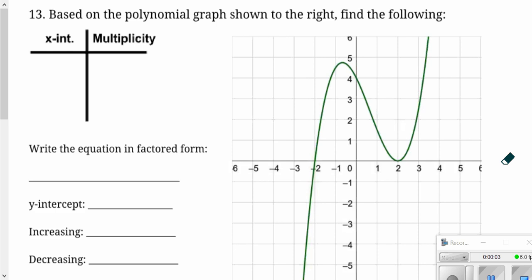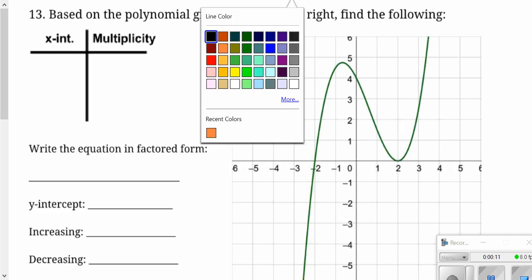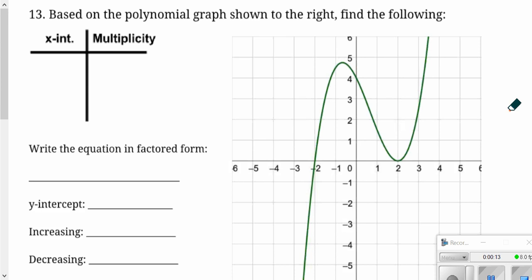Hi, this is a video going over the practice test for Unit 4, and this particular video contains problems 13, 14, and 15. Look at the other videos in this series if you're interested in different problems. Okay, so for number 13, it says look at your picture and find the following.